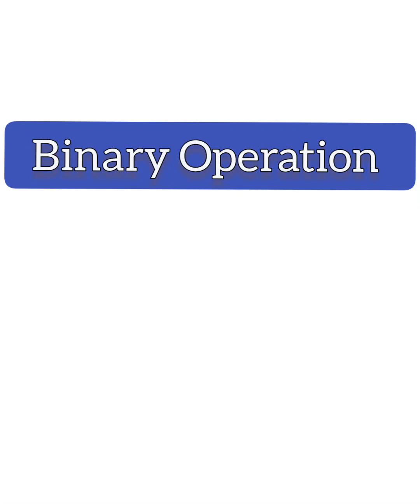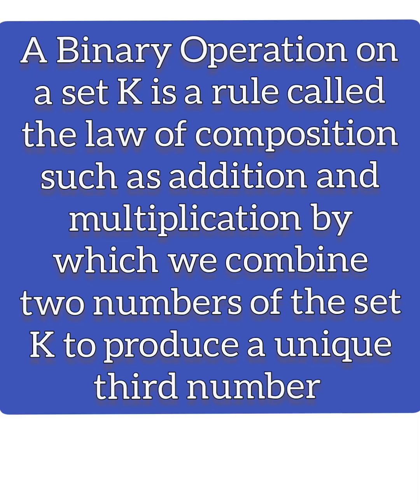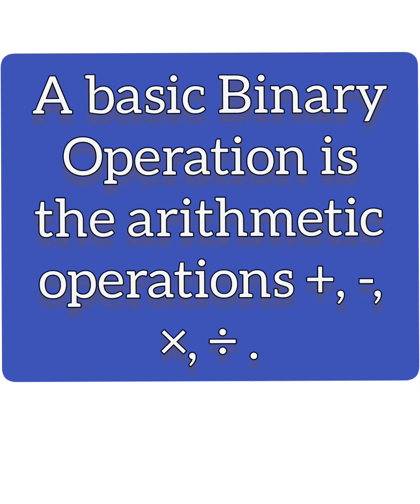Binary operation. A binary operation on a set K is a rule called the law of composition, such as addition or multiplication, by which we combine two numbers of a set K to produce a unique third number. So in binary operation, it works on a set, where two numbers from that given set are combined to form another number. A basic binary operation is the arithmetic operation, and the arithmetic operation includes plus, minus, times, and divide.